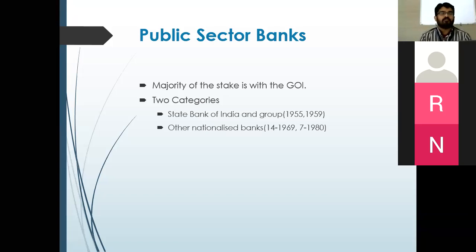Now we have seen lots of mergers happening, and the list has been brought down to around 15 to 16 now, which would be reduced further to around 7 to 8 after the entire merger is completed. So initially there was a list of 21 nationalized banks other than the State Bank and its group. So this was your public sector banks, where the majority of the stake is held by the government of India. Those are called public sector banks.